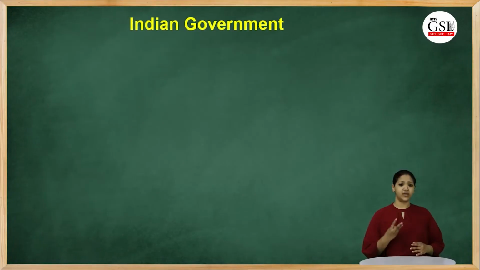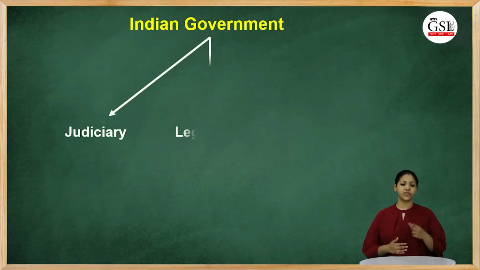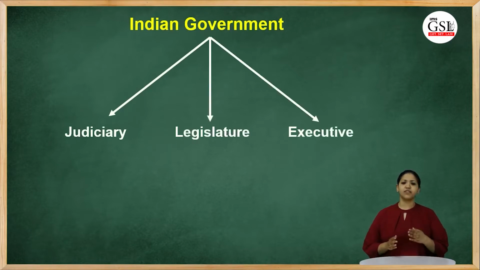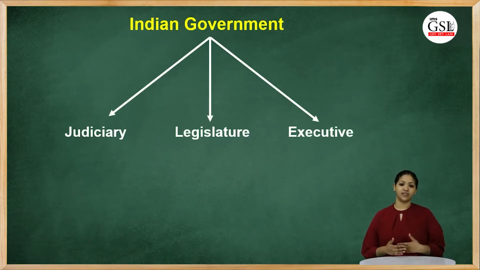A government has three arms, each of which perform an important duty for the people: the judiciary, the legislature, and the executive. We've already discussed the Indian judiciary in one of the previous videos. In this video, we shall discuss the other two arms of the government.